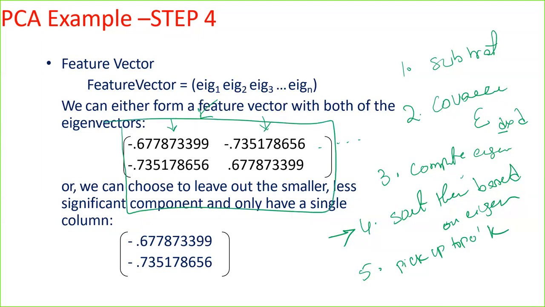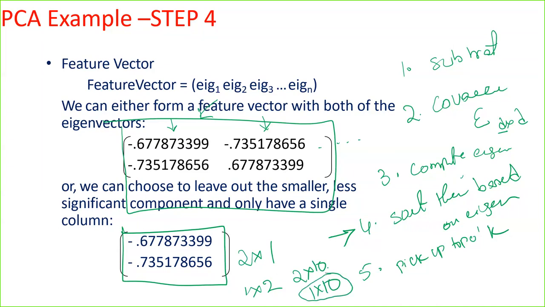Just pick up the top k eigenvectors. Here we are picking the top one eigenvector, which is of size 2 by 1. Now you are taking the transpose of this, 1 by 2, and multiplying it with the transpose of the zero mean data. The zero mean data size is n by 2; its transpose is 2 by 10. So when you multiply them, you will get 1 by 10. It means one dimensional data, 10 points. Isn't it? That's what you got.